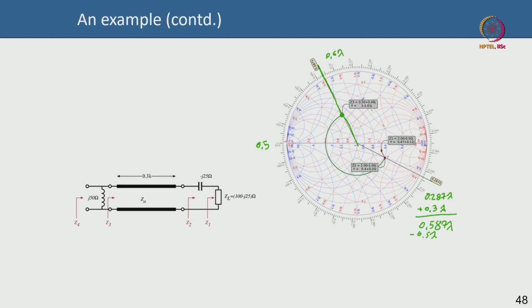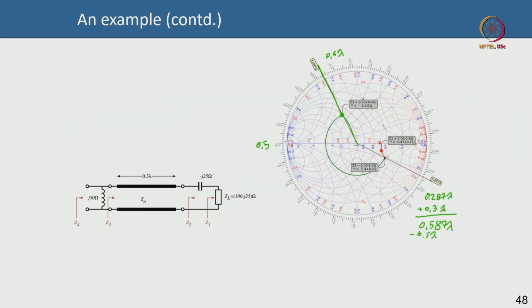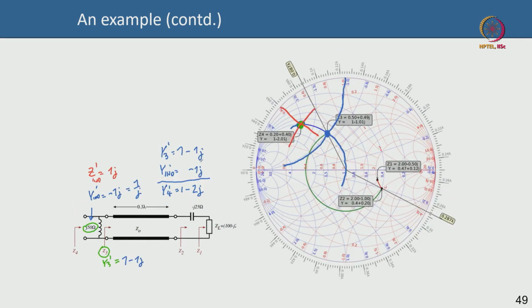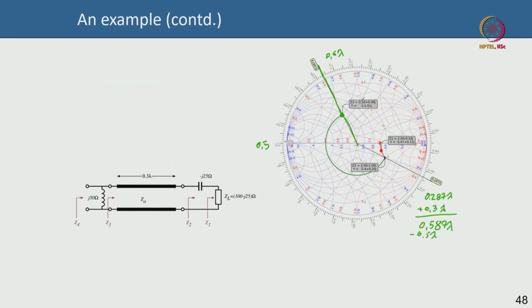So, you start from here. You see my point here, this is your starting point of 2 minus j 0.5. So, this is your 2 and I am coming down by 0.5. So, this is the point I am getting. Now, I am adding another minus j 25, which is equal to minus 0.5 j. So, how will I do that? I have to go further down. So, from this point I have to go to this point. This is the minus 0.25. In other words, after you add, this point becomes this point Z2.